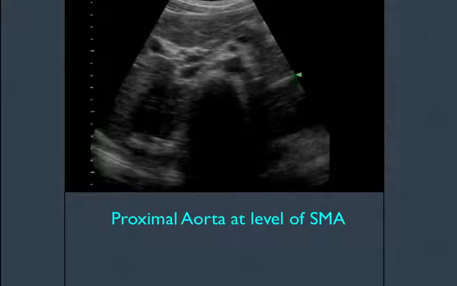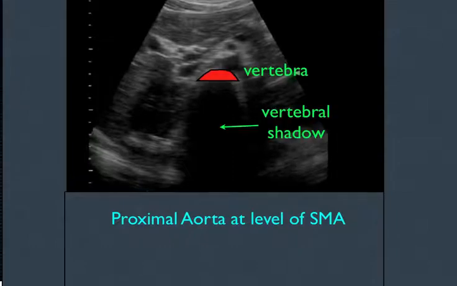Now, as we go down slightly below that, we come to the level of the SMA. And we recognize that by a variety of structures. So first, there's the vertebra and the vertebral shadow behind it. And now, there are several vessels that we can recognize, and I'll label them all at once here, and we'll go through them slowly.